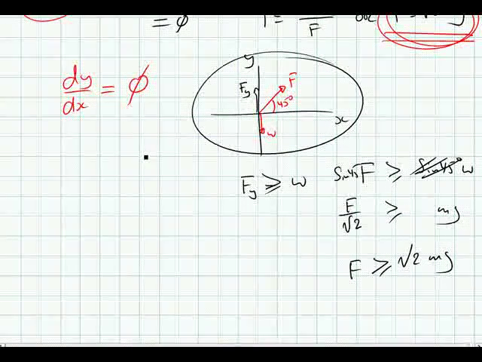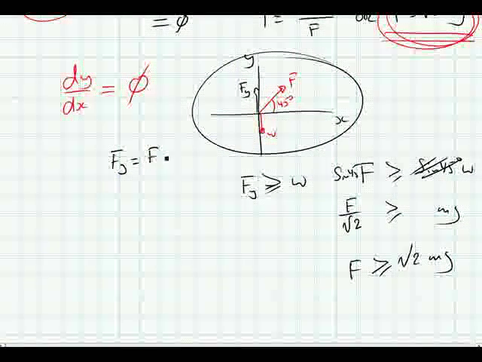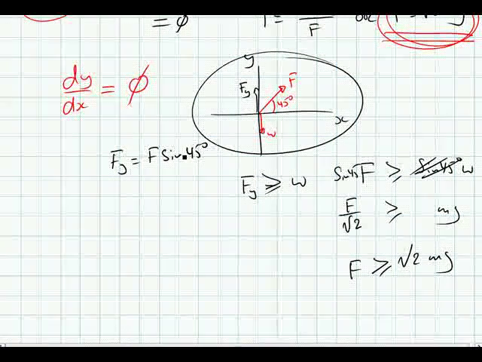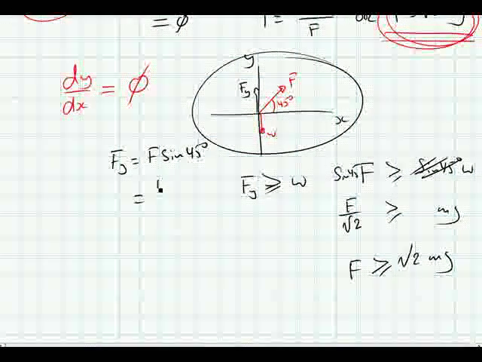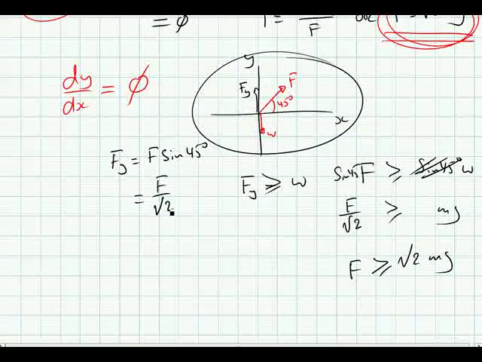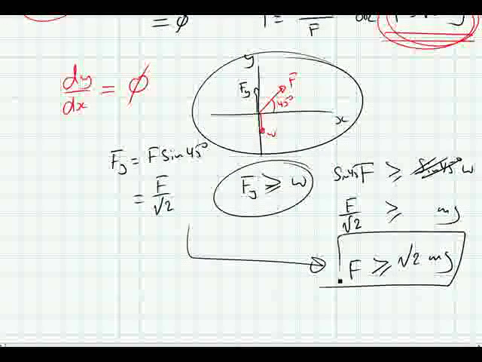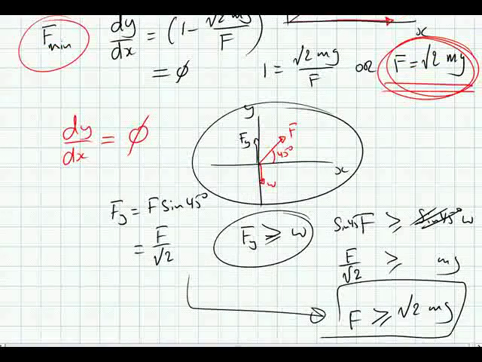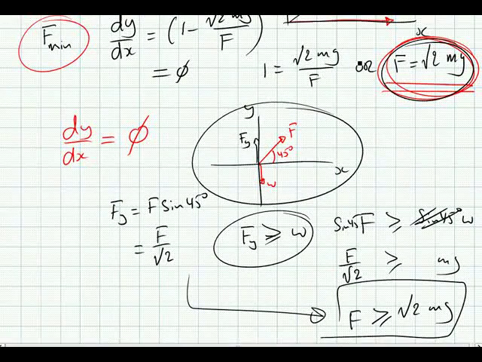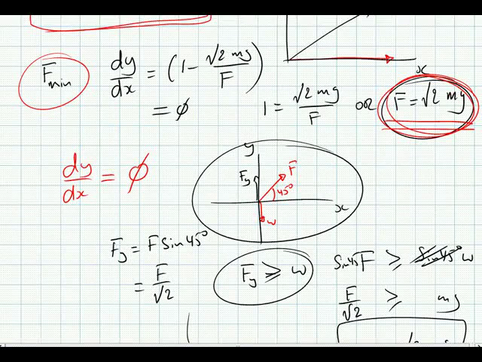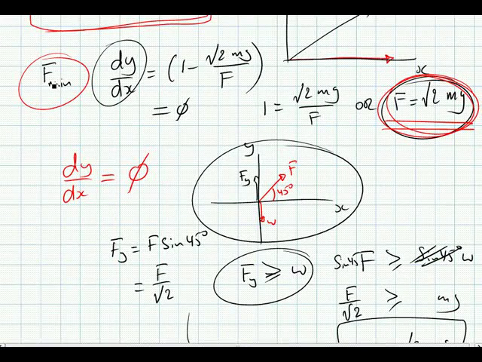If you look at this free body diagram here, Fy is equal to F sine of 45 degrees, and sine of 45 degrees is 1 over root 2, so that's F over root 2, and for the object to take off you need Fy greater than or equal to W, which gives you this expression here, which is the same result that you end up with if you use the calculus technique by saying that I need the derivative of my trajectory to be greater than or equal to 0 for the object to launch.